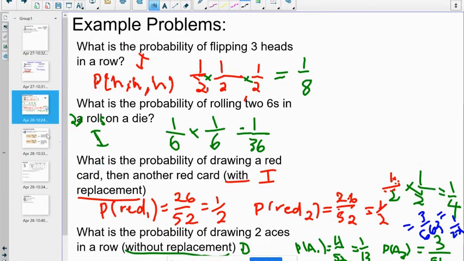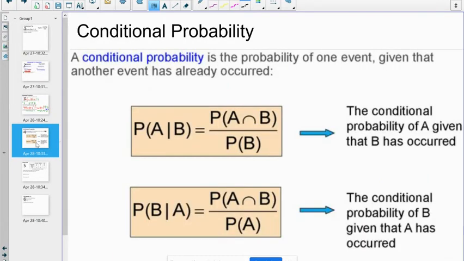Okay, so that's some review for your independent versus dependent. Now we're going to move on to conditional probability. And conditional probability is the probability of one event given that another event has already occurred. So here are our little formulas. We have our notation. Remember, my little trick was that the bar means given. And whatever is in the second spot after the bar is what's on the denominator. That's my little trick. So if A comes second, A is on the bottom.